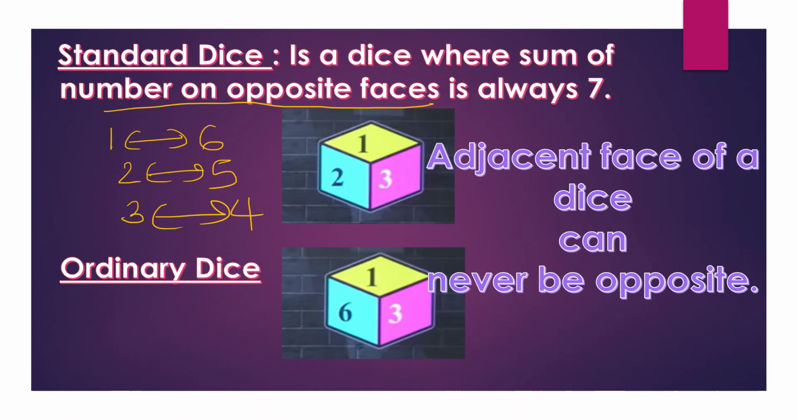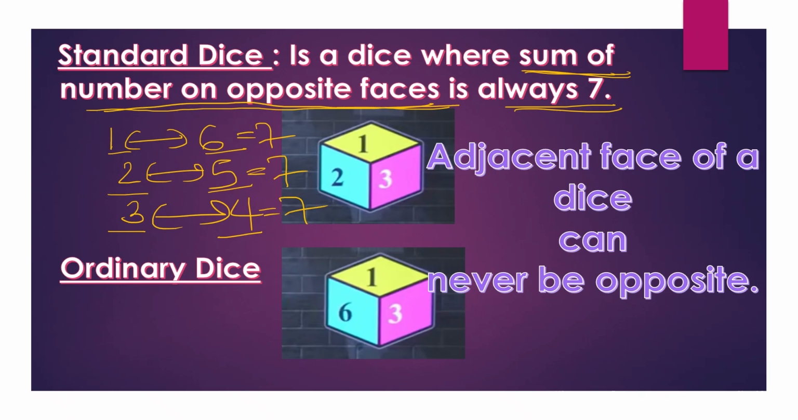So what they have said is that if the sum of the numbers on opposite faces is always 7, only then is it called a standard dice. See, the opposite of 1 is 6, and when you add 1 plus 6, it gives you 7 as the answer. The opposite of 2 is 5, and when you add them, it gives you 7. The opposite of 3 is 4, and when you add them, it gives 7 as the answer. Correct?